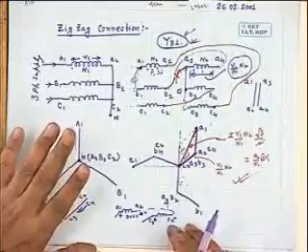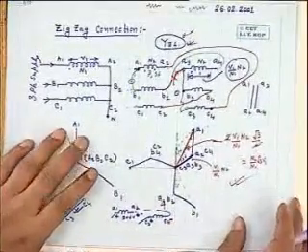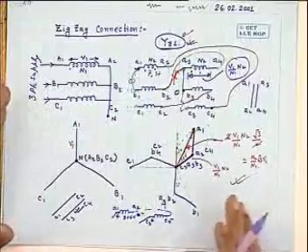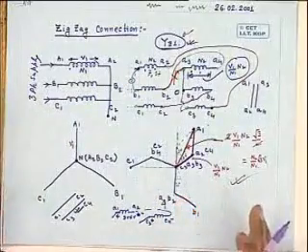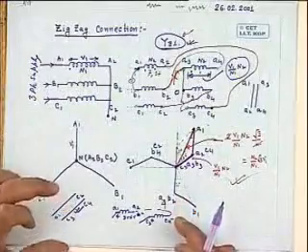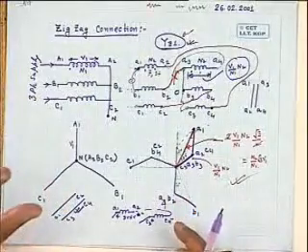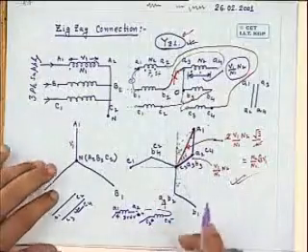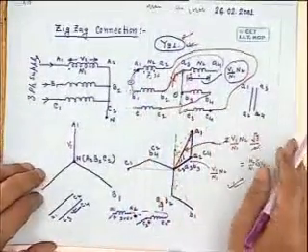It will be 0. So what I mean to say is, it is at least slightly better than a simple star-star transformer without neutral. If you compare with star-zigzag without neutral, it is better. Both the phase voltage and line-to-line voltage will be sinusoidal. That is, you can supply a single phase load.